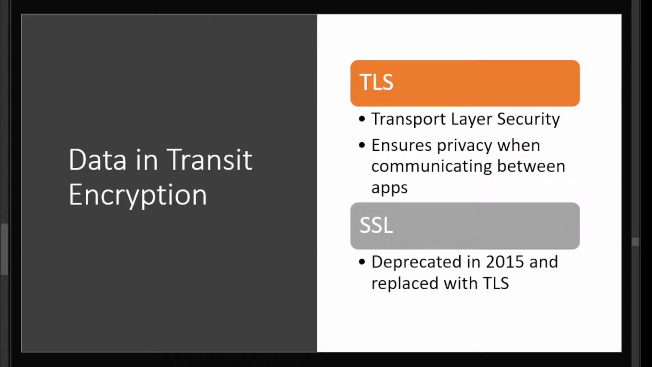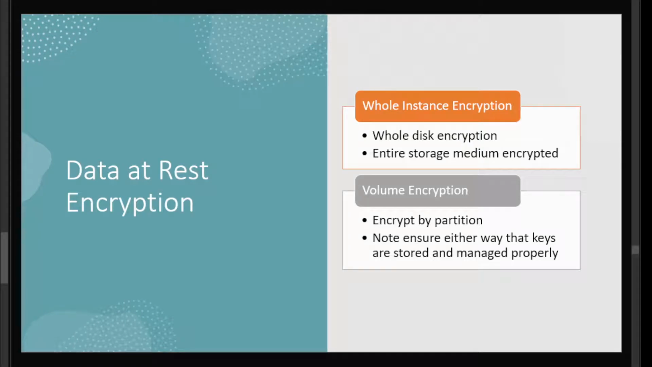So once again, data in transit encryption is going to be Transport Layer Security, which ensures privacy when communicating between applications. SSL was deprecated in 2015 and replaced with TLS. Data at rest encryption: whole disk encryption, the entire storage medium is encrypted. Volume encryption, you're encrypting by partition. A good note is to ensure that keys are stored and managed properly, whether you use partition or whole instance encryption.